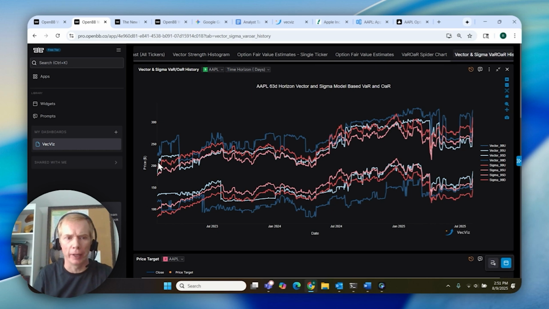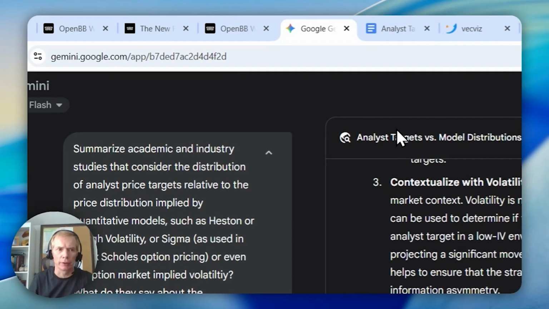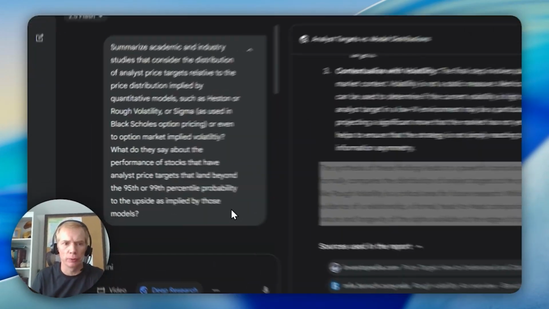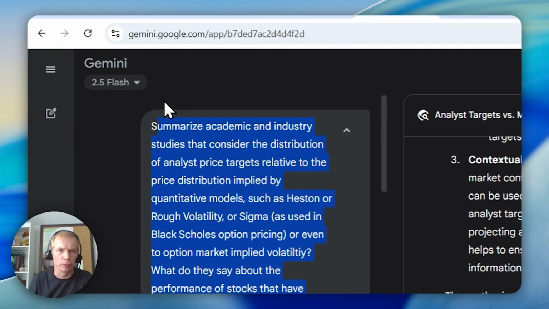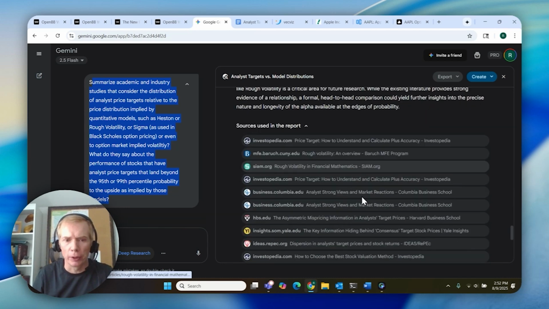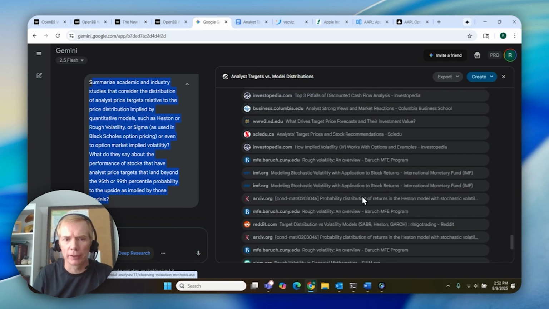But before we walk through the analysis, let's just confirm that this isn't a common sort of analysis. So what I did was I went to Google Gemini 2.5 and did a deep research into this prompt, which asked Gemini to look for academic and industry research that discusses analysts' price targets in the context of quantitative price probability models such as Heston or Sigma, Black-Scholes, or rough volatility. And I ran the prompts and Gemini went to work and it came up with this big list of sources.